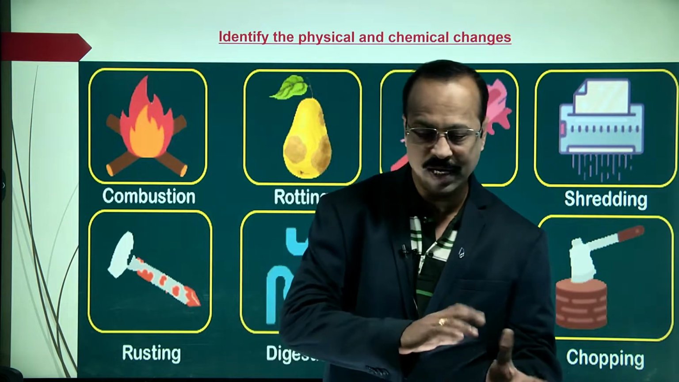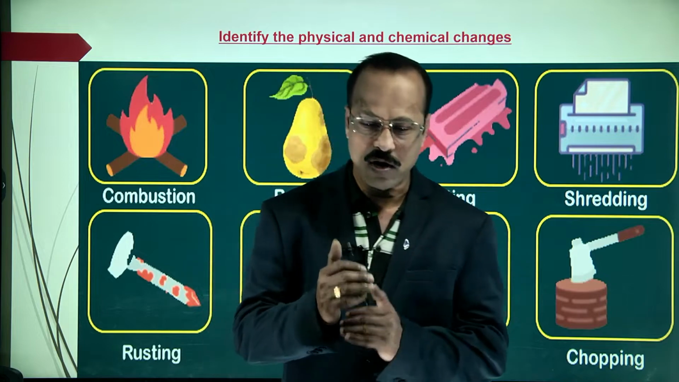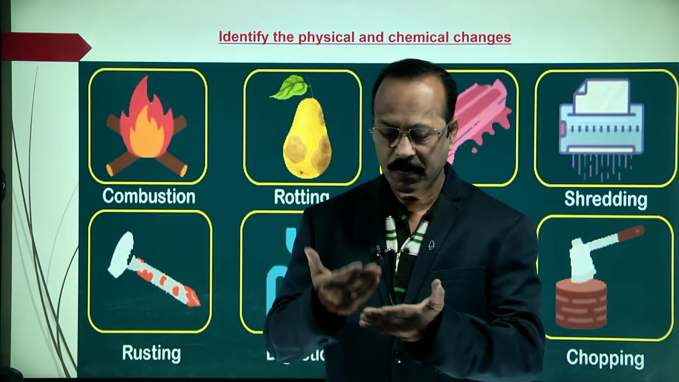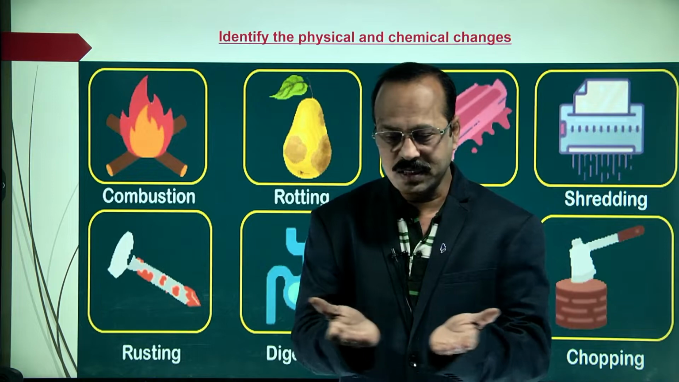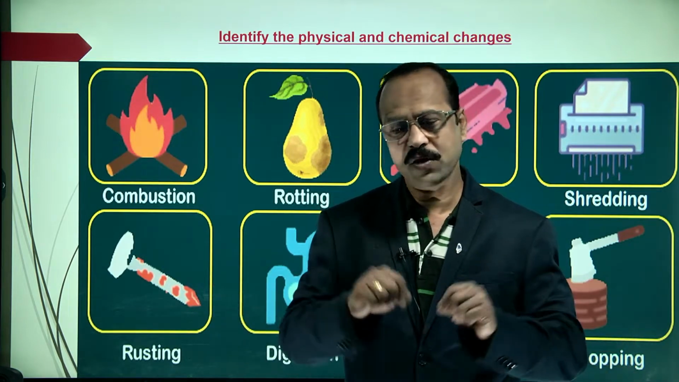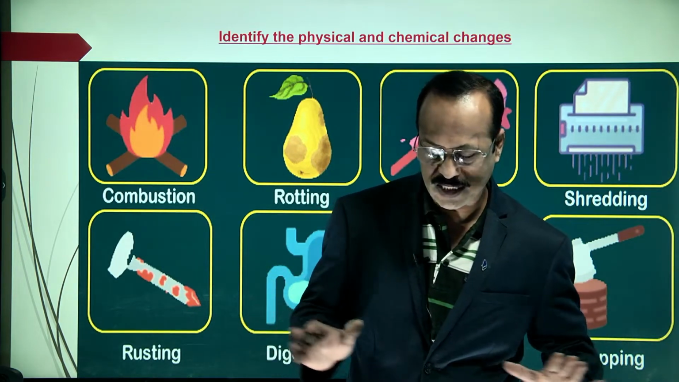Chemical changes means they are converting into some other substances. So composition is changing, new substances forming. But when you take the aluminum and beat it, it is converting into foil only. But still foil is aluminum only, no? So this is a physical change only.